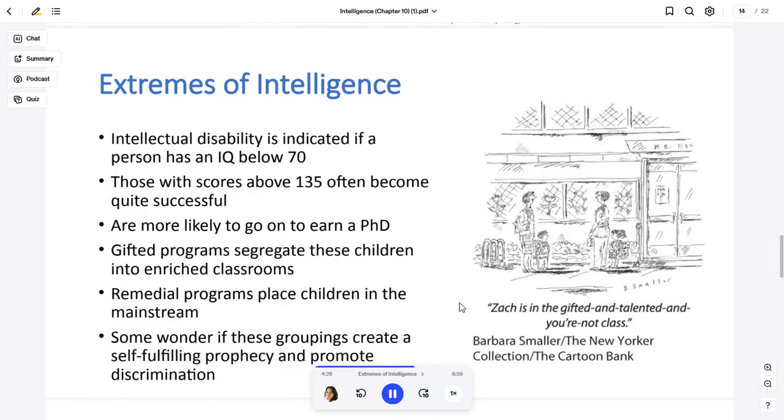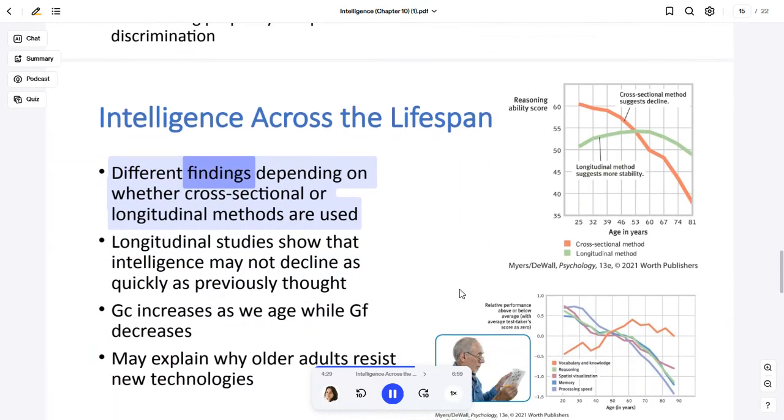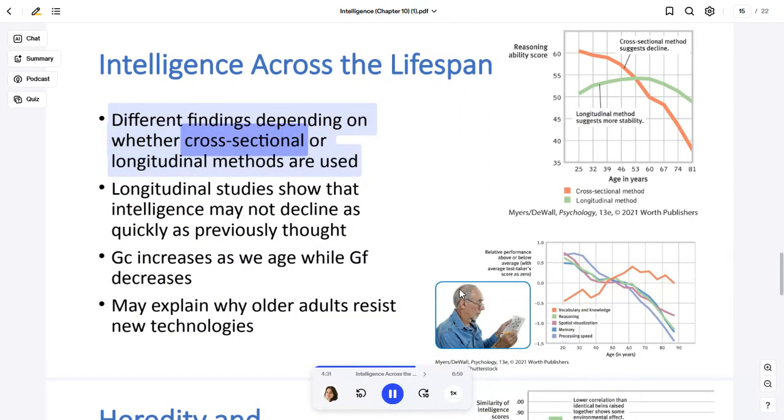Intelligence across the lifespan shows different findings depending on whether cross-sectional or longitudinal methods are used. Longitudinal studies show that intelligence may not decline as quickly as previously thought. Gc increases as we age while Gf decreases. This may explain why older adults resist new technologies.